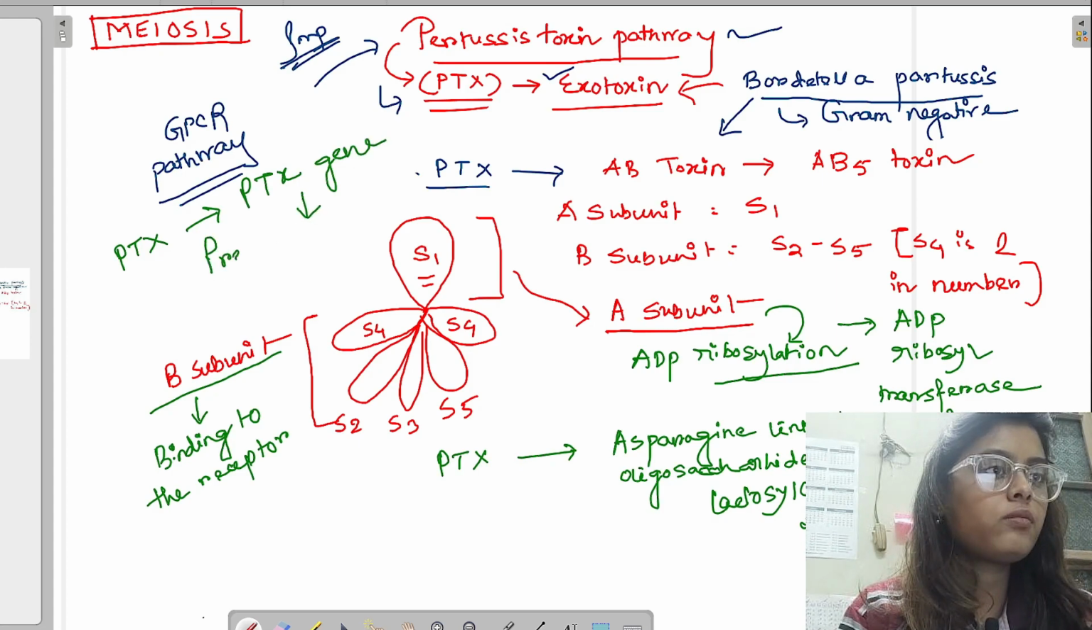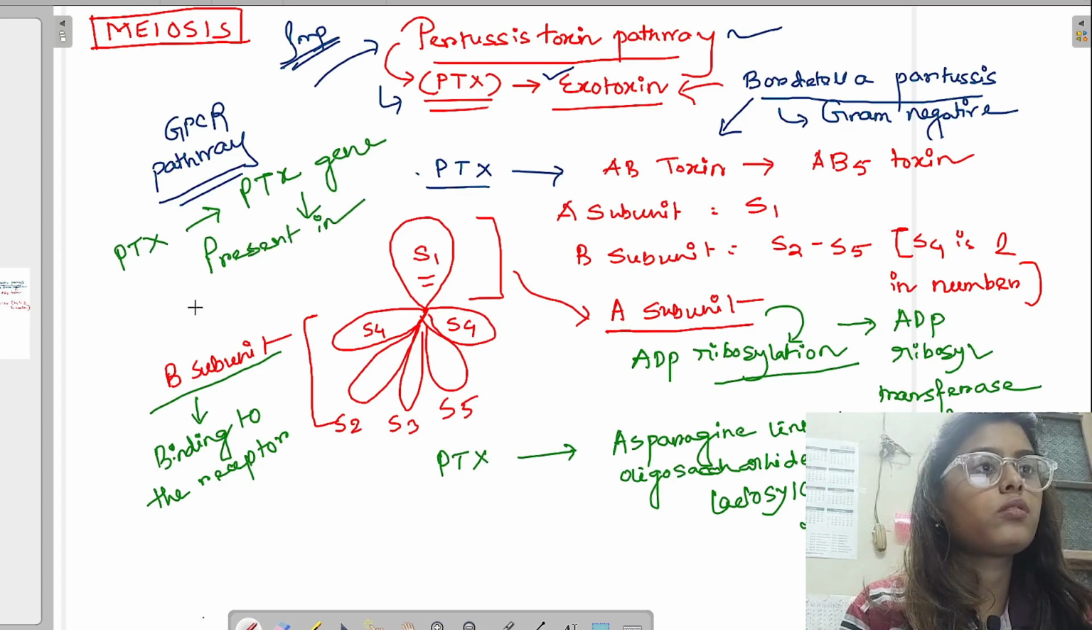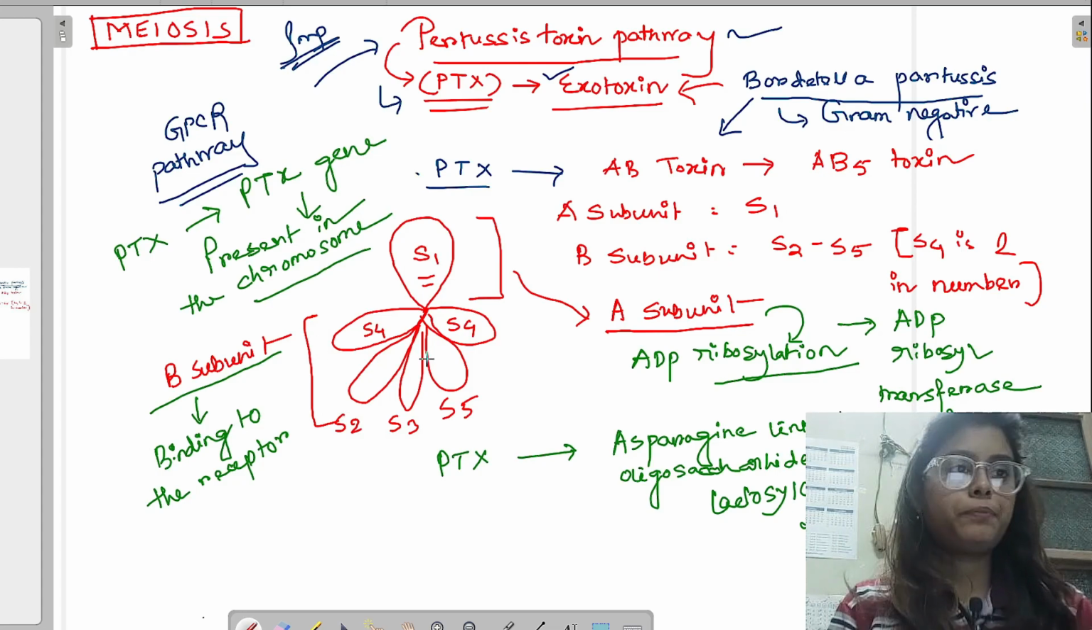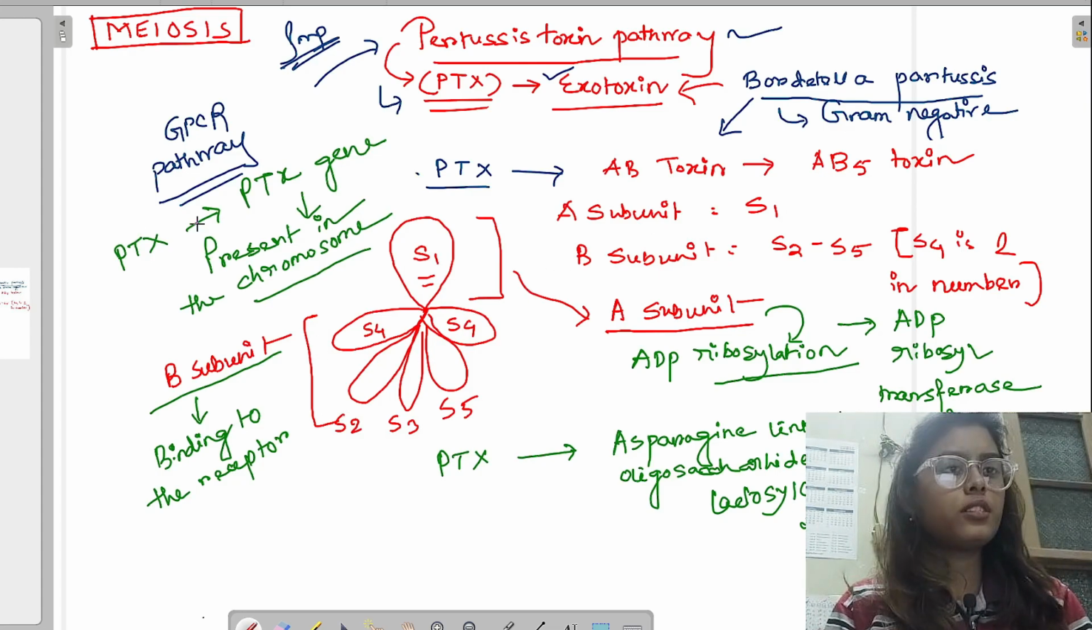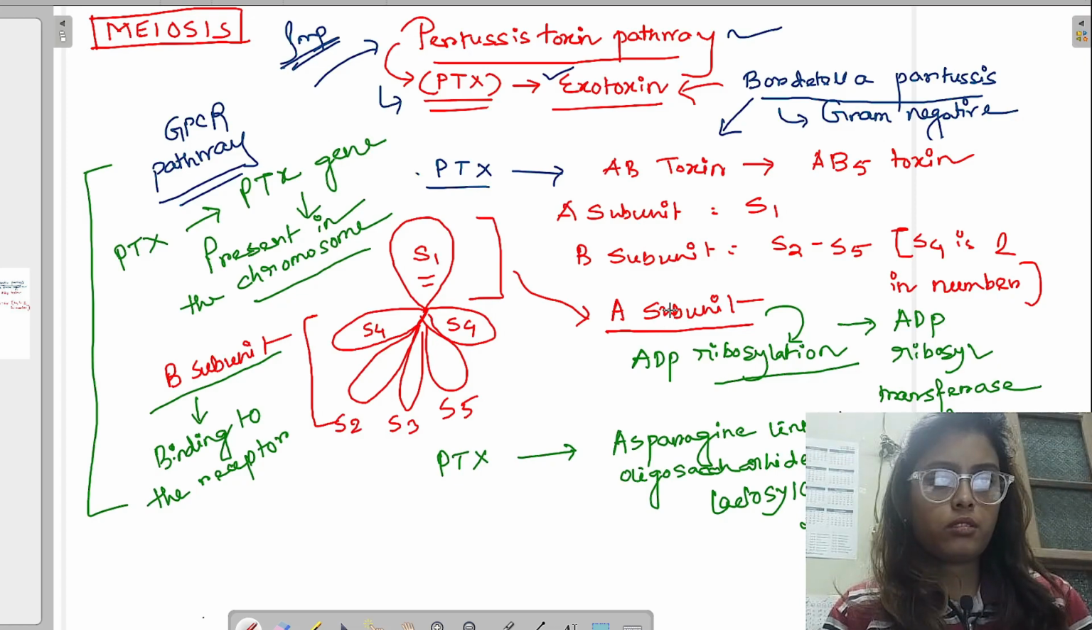And this PTX toxin producing gene is present in the chromosome of the Bordetella pertussis bacteria, right? So this is the structure of the PTX. Okay.